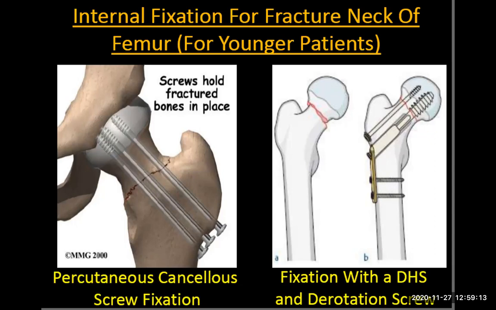Exactly, this is ORIF now. This is ORIF, because look at the plate. Where is the plate? It is attached right at the surface of the bone. So we need to reach this fracture site. There's no other way. So this is a perfect example of ORIF, open reduction and internal fixation.